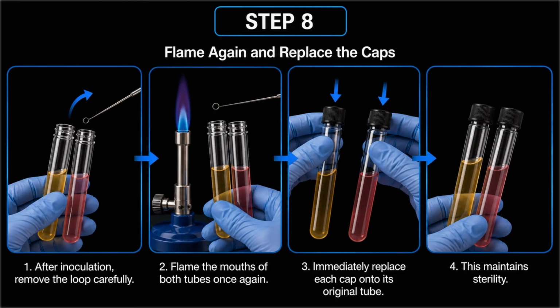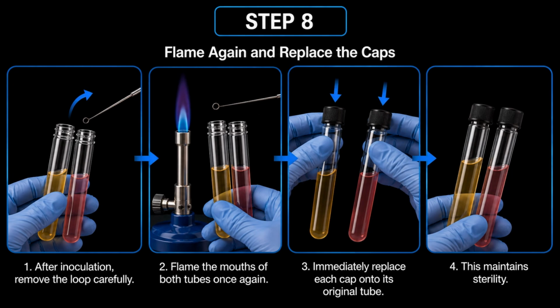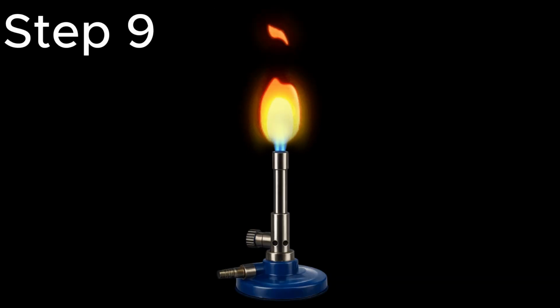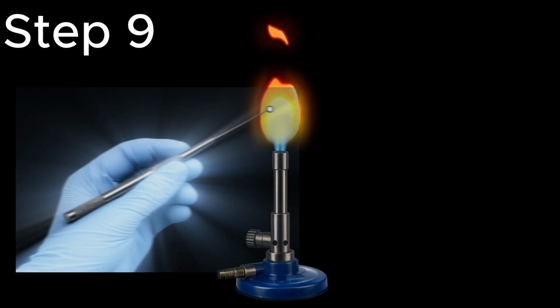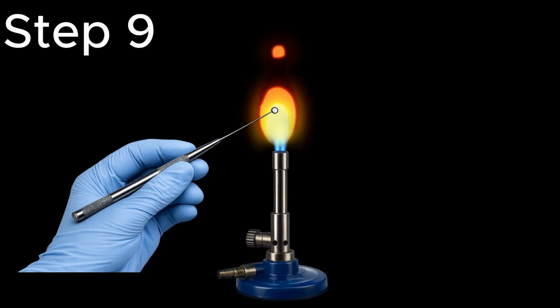Step 8. Flame again and replace the caps. After inoculation, remove the loop carefully and flame the mouths of both tubes once again. Immediately replace each cap onto its original tube to maintain sterility. Step 9. Re-sterilize the loop. Finally, sterilize the inoculating loop or needle again until it becomes red hot. This destroys any remaining microorganisms and prepares the instrument for future use.